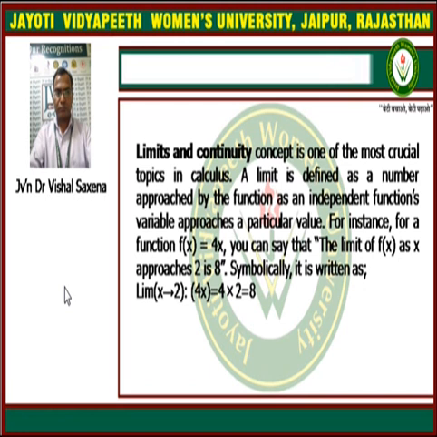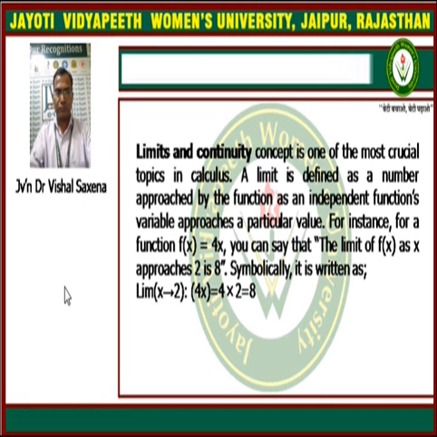So if x approaches a particular value and, just at this particular value, the function f(x) approaches a number, then this number is called the function's limit at this point. It will exist when the left hand limit and the right hand limit of the function are the same.